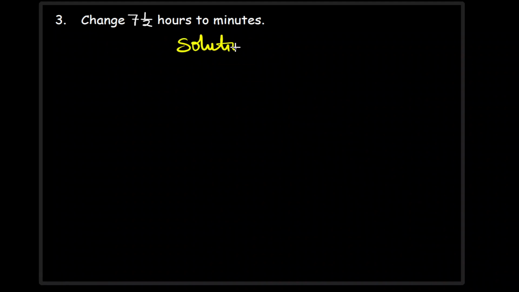Solution. Number three, change 7.5 hours to minutes. That's still a standard relationship question. So what's the relationship between hours and minutes? We have that 1 hour is equal to 60 minutes.